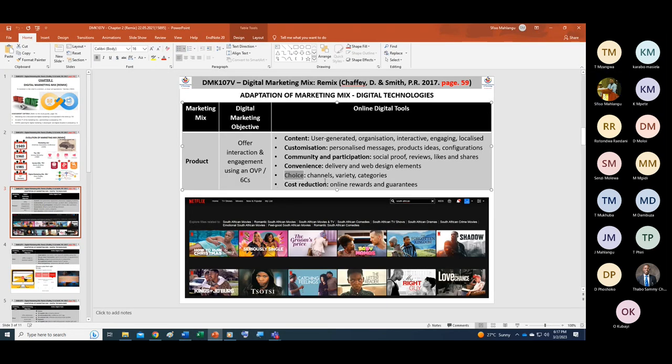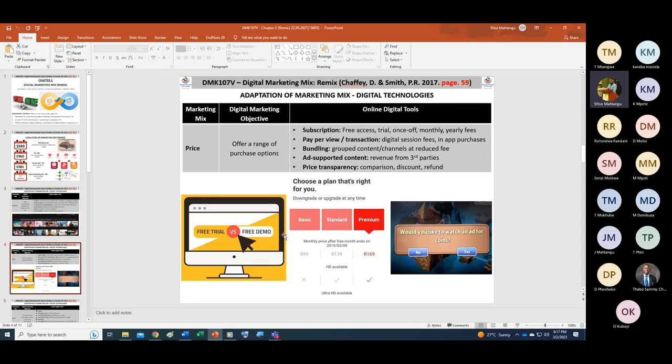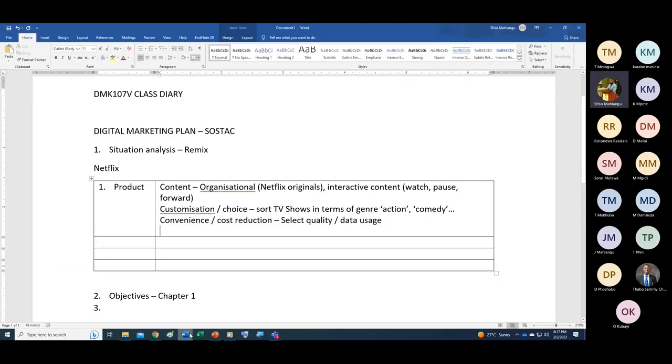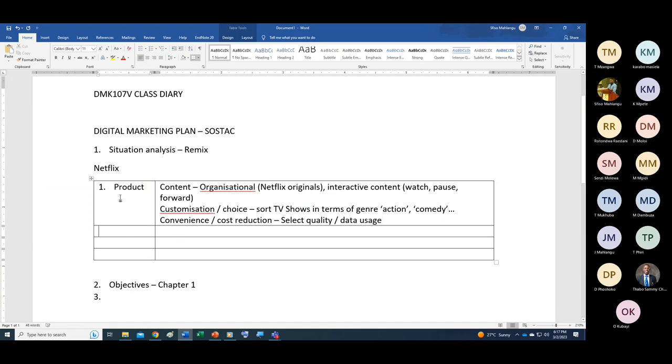And then when it comes to price, we will also say in this case, we know they have a trial, so that is part of subscription.